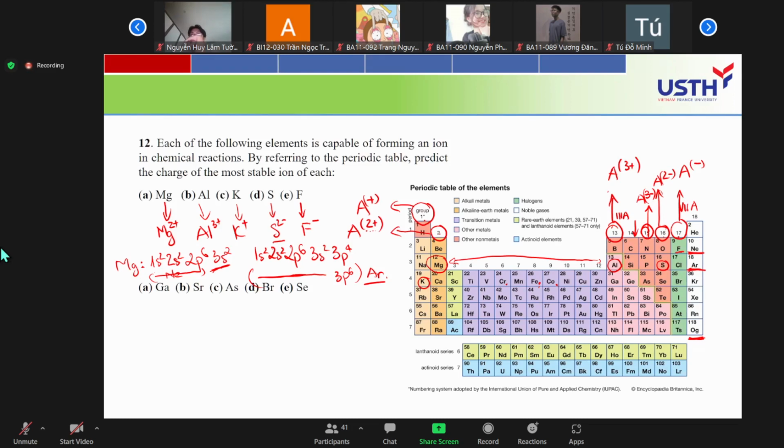So sulfur prefers to get 2 more electrons to form the electron configuration of argon. So that is the reason why sulfur prefers to get 2 more electrons and become sulfur 2-. So this is the reason why you get the electron configuration of ions. Exercises number 11 and 12 will be the same.